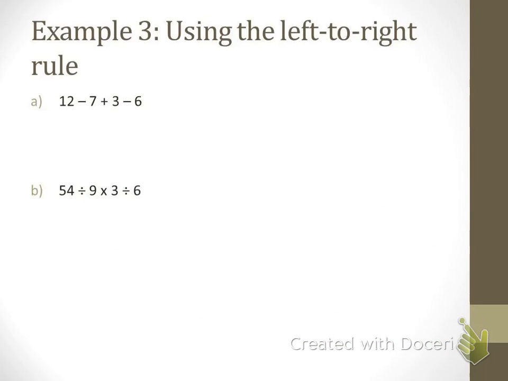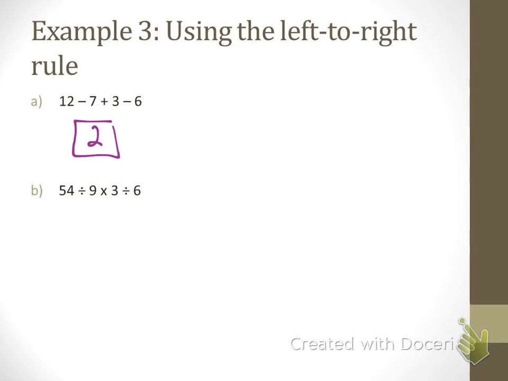Now, the left to right rule, this is very simple, guys. The left to right rule basically is saying if you're adding and subtracting, you go left to right. So you just put it in your calculator. For A, I want you to put in your calculator 12 minus 7 plus 3 minus 6. What do you get? 2. And that's all you have to write.